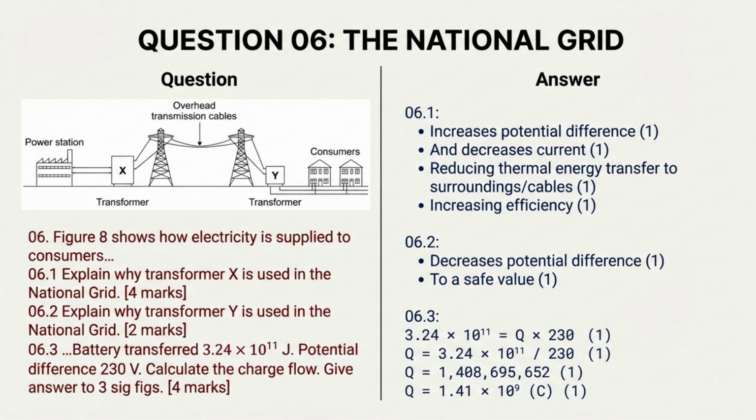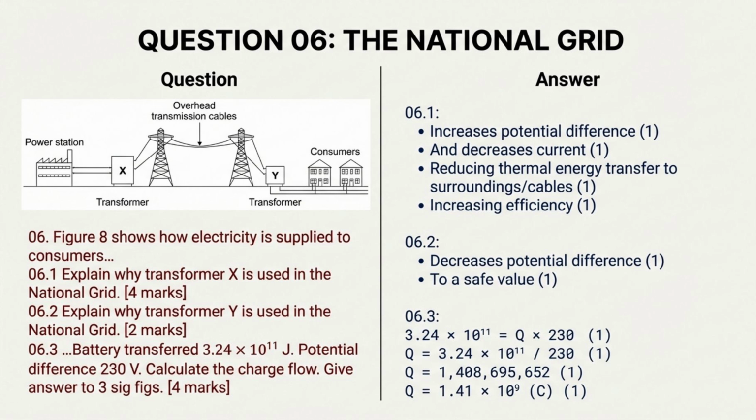06.3 brings a massive calculation. The energy transferred to the homes is 3.24 times 10 to the power of 11 joules. The potential difference is 230 volts. Calculate the charge flow. The equation you need is charge equals energy divided by potential difference, Q equals E over V. Okay, so we take that massive energy number.